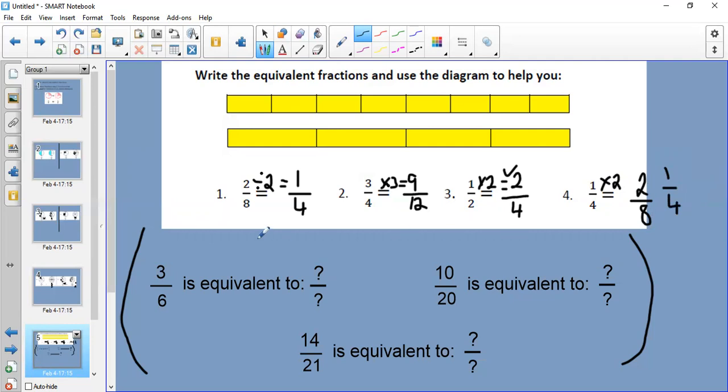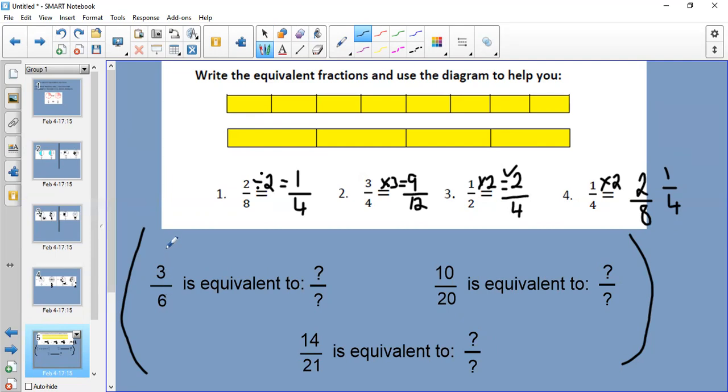Now I want you to work out what fractions are equivalent to these ones here. So 3/6 is equivalent to what? 10/20 is equivalent to what? And 14/21 is equivalent to what? Okay, these are slightly challenging, so it's good to challenge ourselves. We learn a lot more when we do that. I'll give you a clue: using your division and your times table skills to work this answer out. Think about what times table goes into both of these numbers.